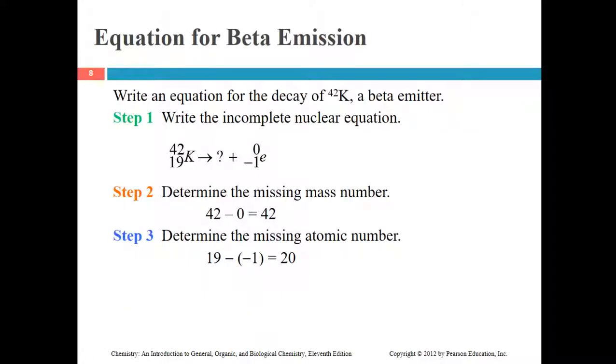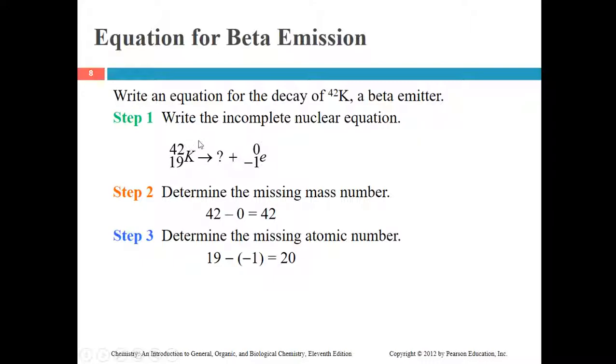So here's another example. Write an equation for the decay of potassium-42, a beta emitter. So we have our potassium, and we look up what the proton number for potassium is, and it's 19. This particular isotope of potassium is 42. So we know it's decomposing. That's code for an arrow. It is decaying. And so then we know that it's a beta emitter, so we write it as e with a 0 over a -1. So we figure out the math.